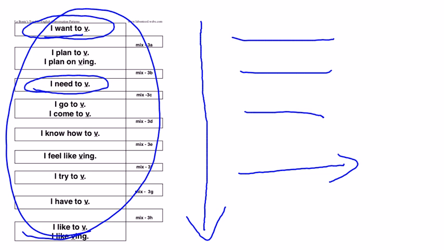And if you say to them, did you have to go? They'd say, I had to go. Did she feel like going? I felt like going. Does he know how to read? He knows how to read. Will they like to go? They will like to go. They'll respond with the same pattern.